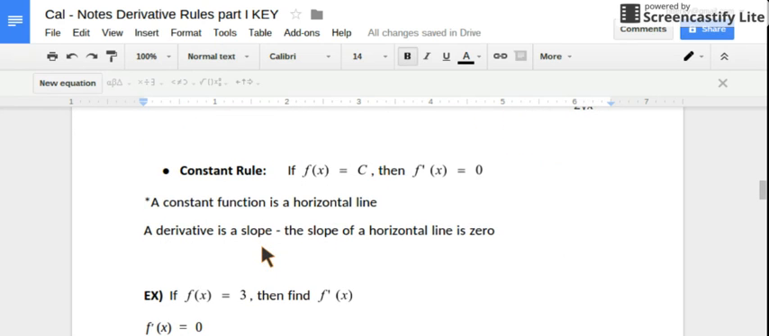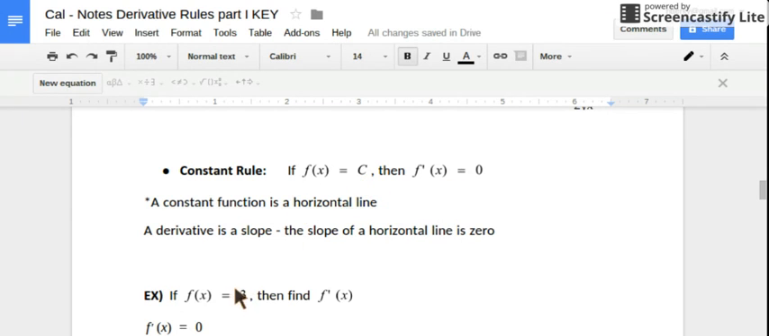A constant rule is a unique rule, and it's a pretty easy rule. It's saying that if you try and find the derivative of some constant number, like an integer or a fraction, what you're really doing when you find the derivative is finding the slope of something. And the slope of a constant function is 0, because a constant function is just a horizontal line.